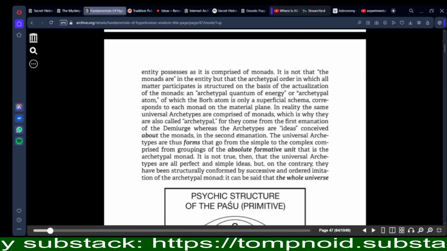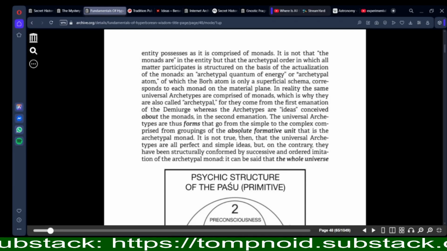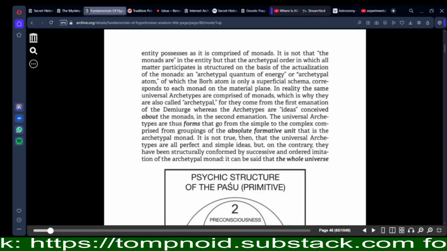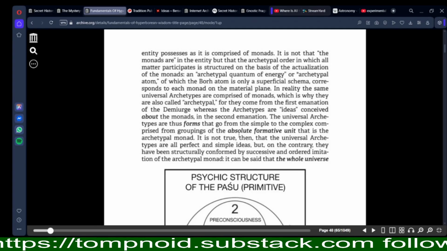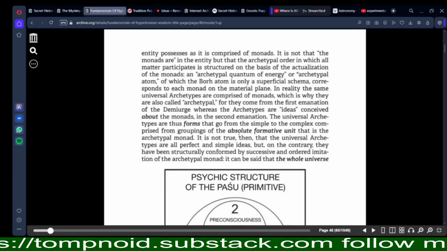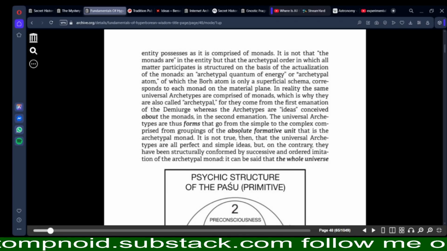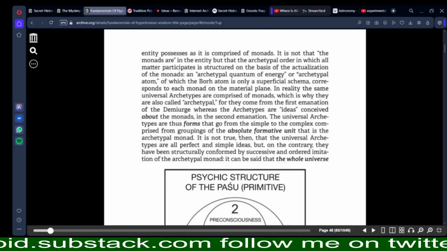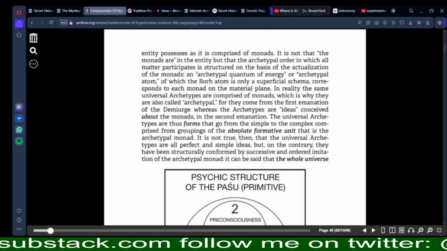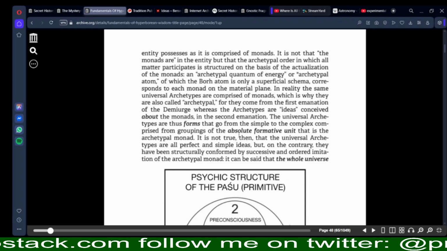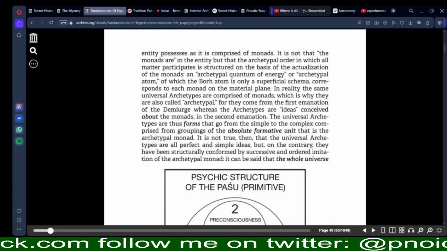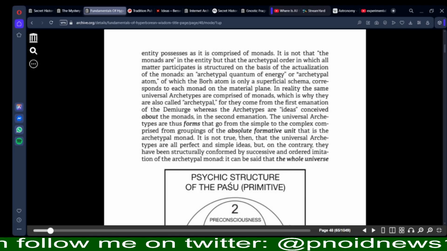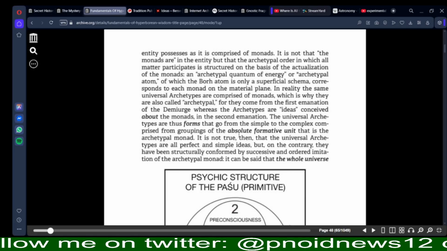In reality, the same universal archetypes are comprised of monads, which is why they are also called archetypal. For they come from the first emanation of the demiurge, whereas the archetypes are ideas conceived about the monads in the second emanation. The universal archetypes are thus forms that go from the simple to the complex, comprised from groupings of the absolute formative unit that is the archetypal monad.